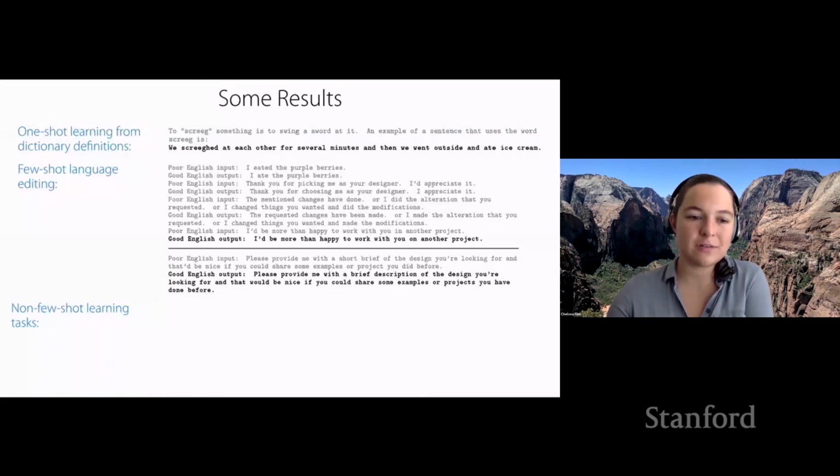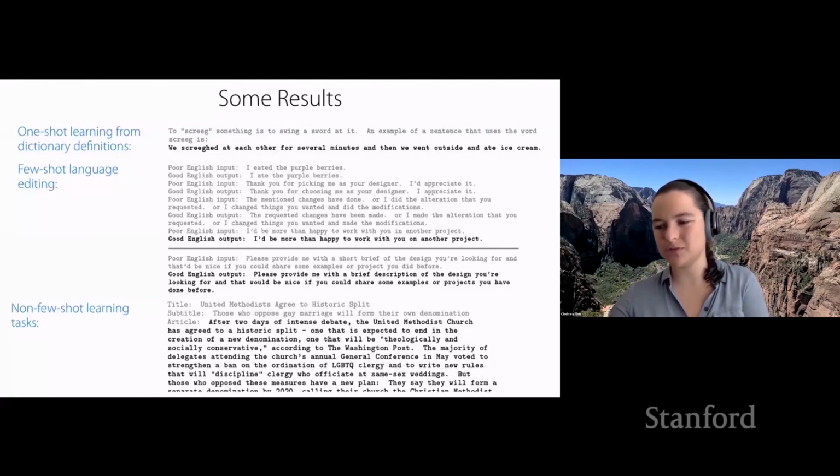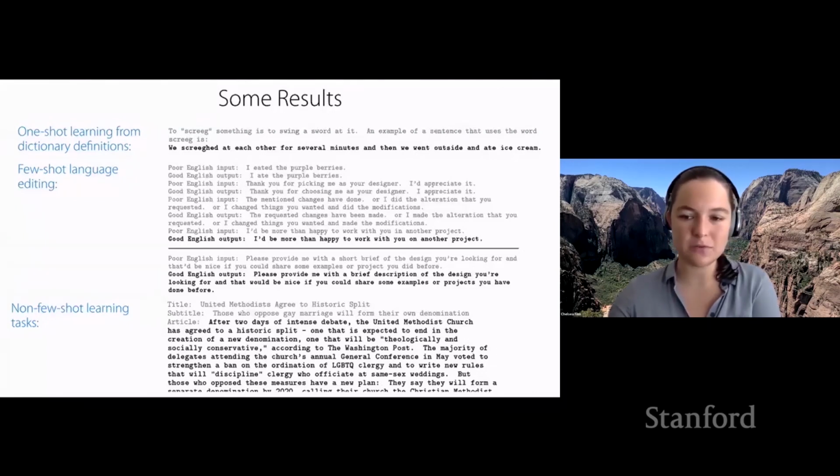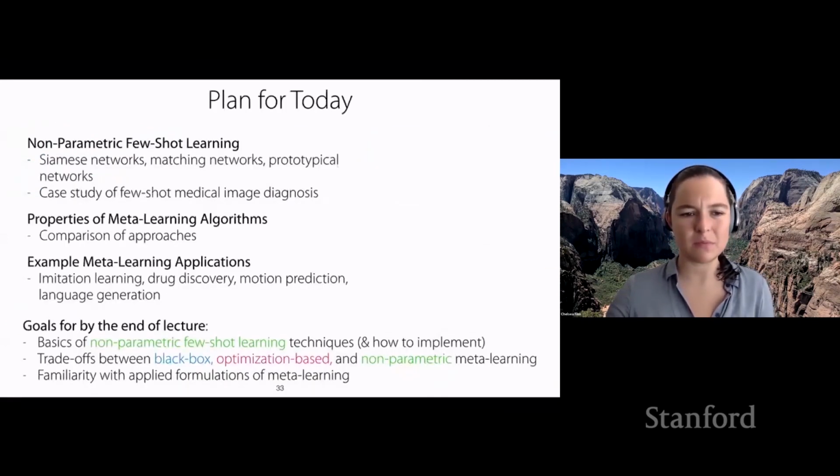And this model is also trained on tasks that we wouldn't really consider as few-shot learning tasks, which, for example, just correspond to giving it a title and a subtitle, and it can generate an article on the topic that you give it. Okay, so those are some examples of meta-learning applications and ways to formulate different problems as meta-learning problems, ranging from imitation learning, drug discovery, motion prediction, and language generation. And that covers the goals for this lecture.